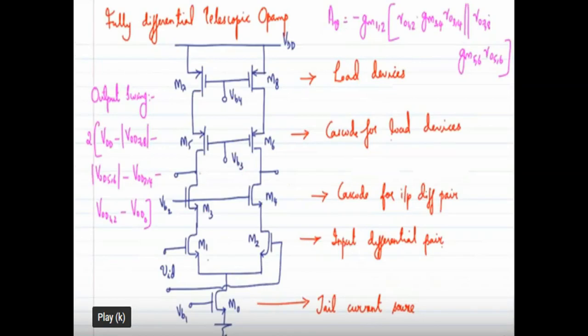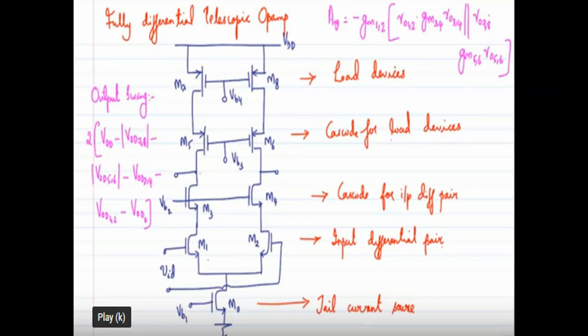So next we come to the fully differential telescopic op-amp. We already discussed the single-ended telescopic op-amp. So how do we convert that single-ended telescopic op-amp into a fully differential telescopic op-amp? In the previous class we already discussed this conversion, how to convert a single-ended op-amp into a fully differential op-amp. The single-ended op-amp structure is a differential amplifier with a PMOS active load. How to convert that single-ended into fully differential?